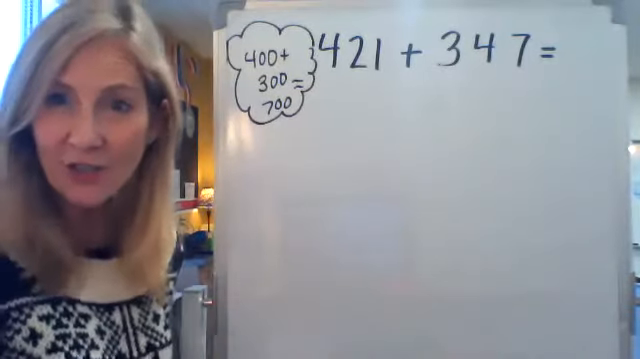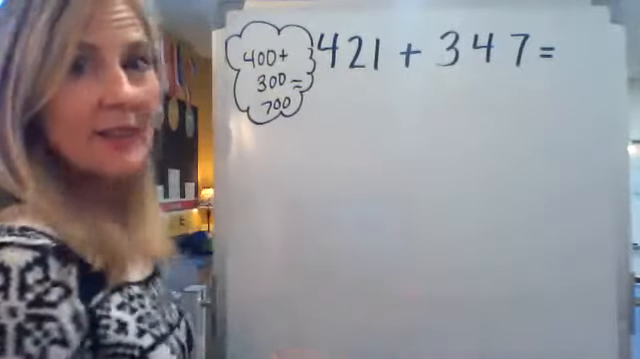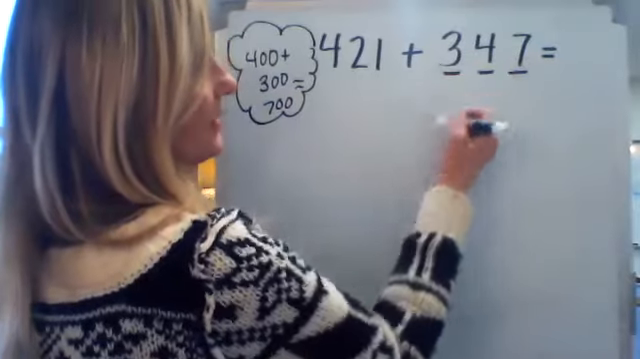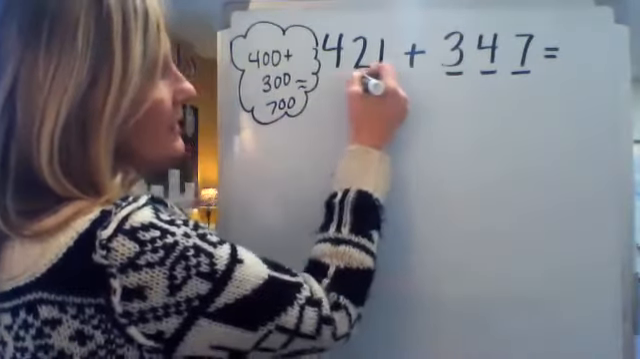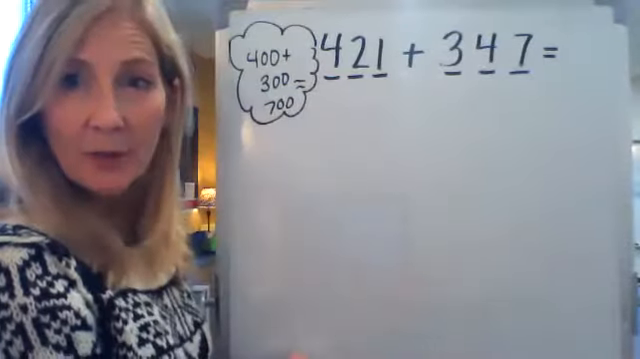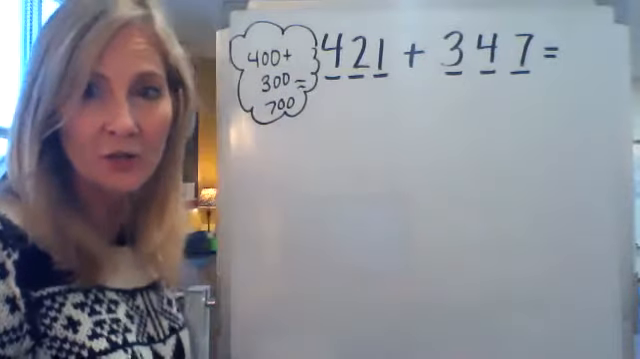Well, now let's actually add it. So I want to think about these numbers first, and I want to think of what value I'm working with, right? I've got ones, tens, and hundreds. In this number, there's ones, tens, and hundreds. Well, we sometimes use base 10 blocks, which represent your ones, your tens, and your hundreds. And I'm going to draw pictures of those.